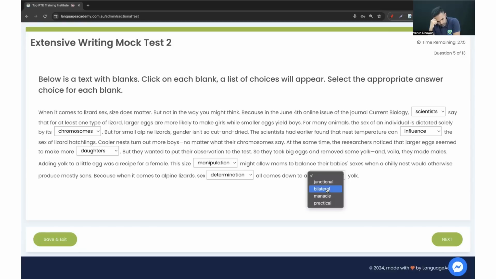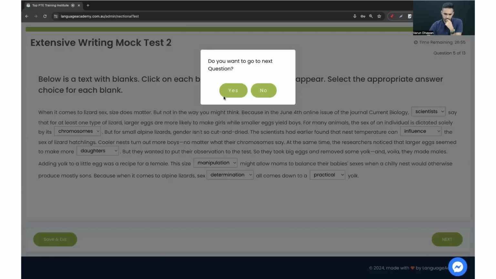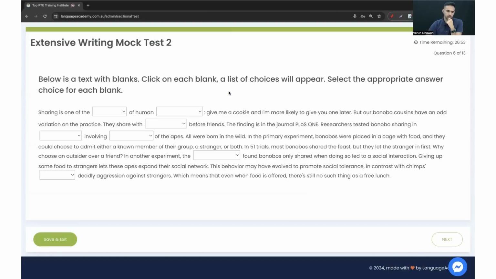Mechanical or practical. If you get a situation like this, just select whatever you think is right. Otherwise, you'll just waste your time, because even if you have one or two mistakes, you'll be fine. I'll select practical and move on, even though I'm not really sure.